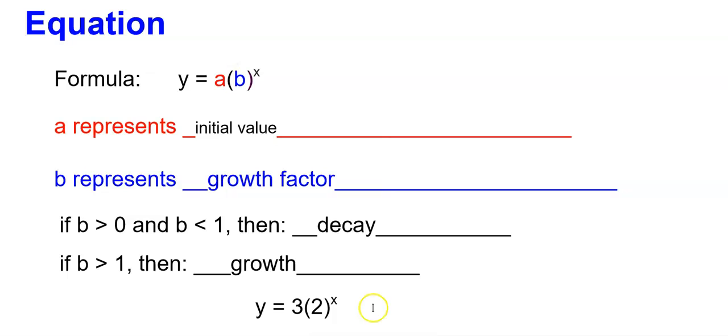So in the previous case, our a was 3, that's where it started, and each time it multiplied by 2, and that's the growth factor. And that's how we got this equation: 3 times 2 to the power of x.